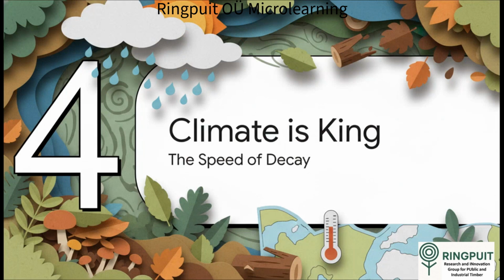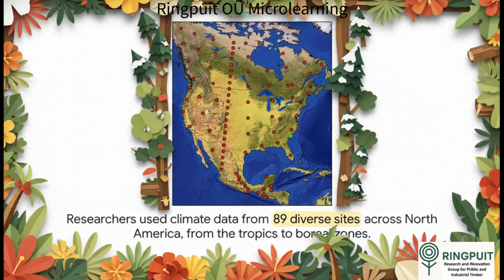And that little detail about where termites live brings us to the single most important factor in this whole story. Forget the type of wood, forget which decomposer it is. When it comes to the speed of decay, climate is king. Seriously, where a tree falls basically determines everything. And to really nail this down, the scientists behind this study looked at data from 89 different spots all across North America. They covered a huge range of climates, from the hot, humid tropics all the way up to the frigid boreal forest to the far north.